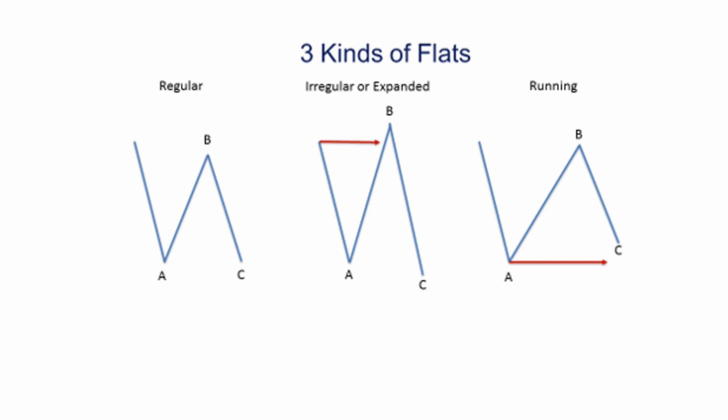A characteristic of these corrections is that they are weak corrections, with wave C often failing to exceed the length of wave A, or go past the level of wave A. Flat corrections often follow a strong impulse wave, and occur more often as the fourth rather than as a second wave of an impulse wave.